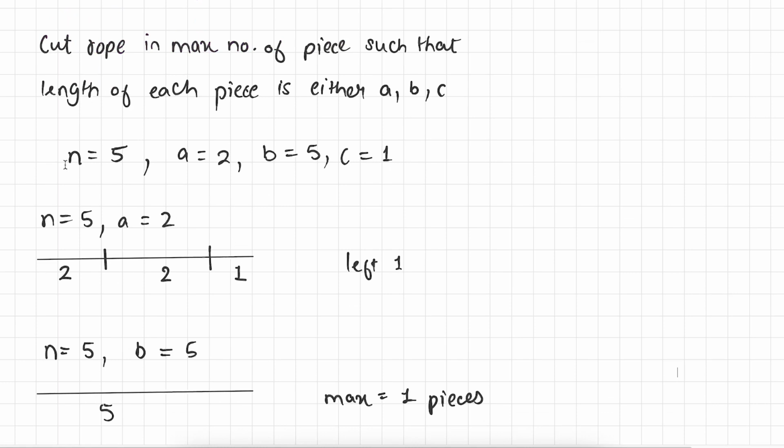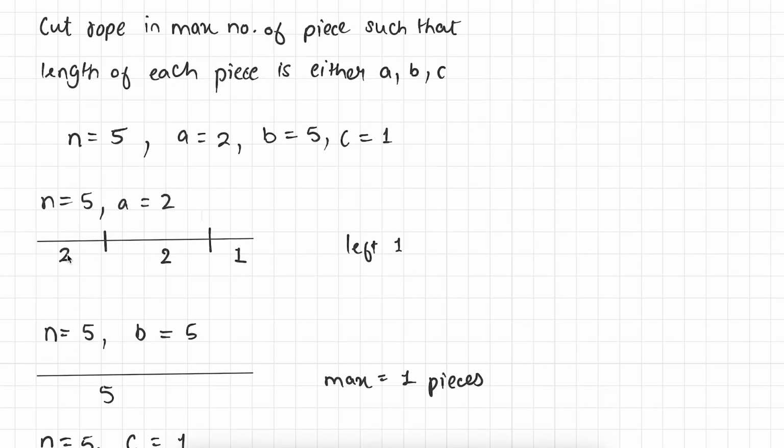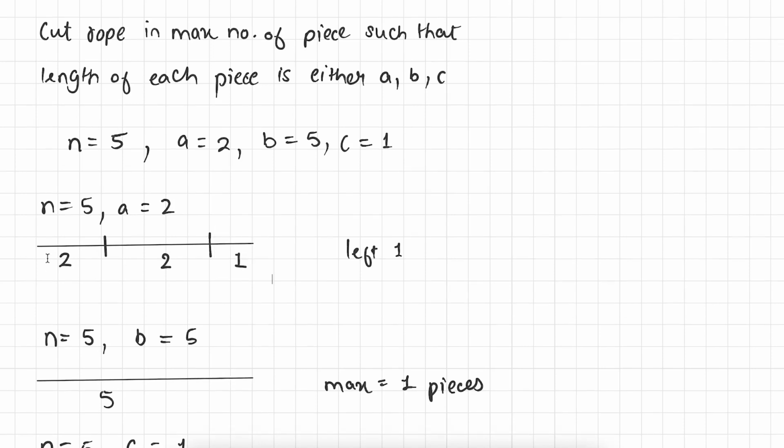In this example, the size of the rope is 5 and the values of A, B and C are 2, 5 and 1. Let's take the value of A first. If I make a cut of size 2, then we end up with a rope of size 3. If we again make a cut of size 2, we end up with a rope of size 1. So in this case, the maximum number of cuts we can make is 2 only.